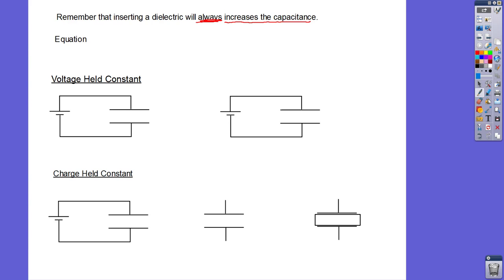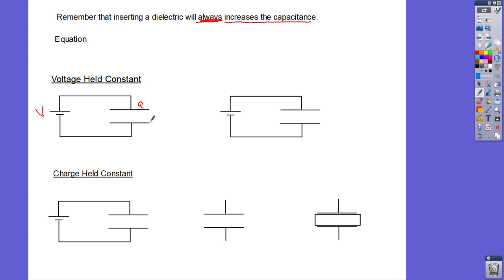One is with the voltage held constant. So they're going to keep this connected to the battery. And so the question is, so this is going to be Q, and the voltage of the battery is going to equal, after you let this charge up completely, that's going to be our voltage.